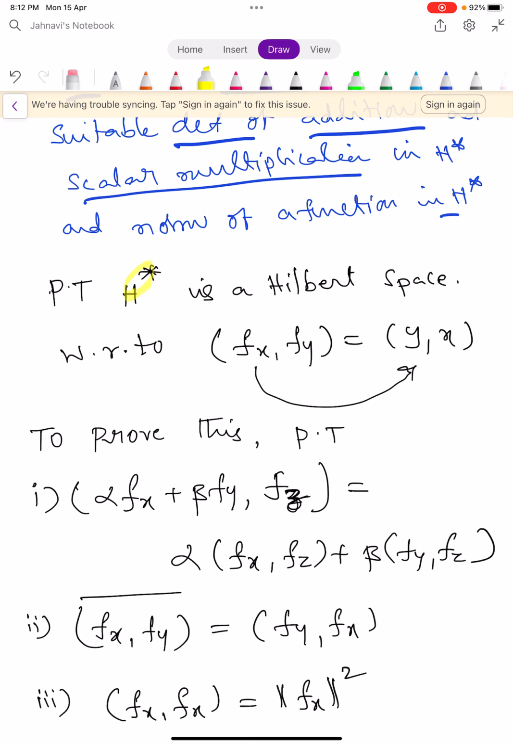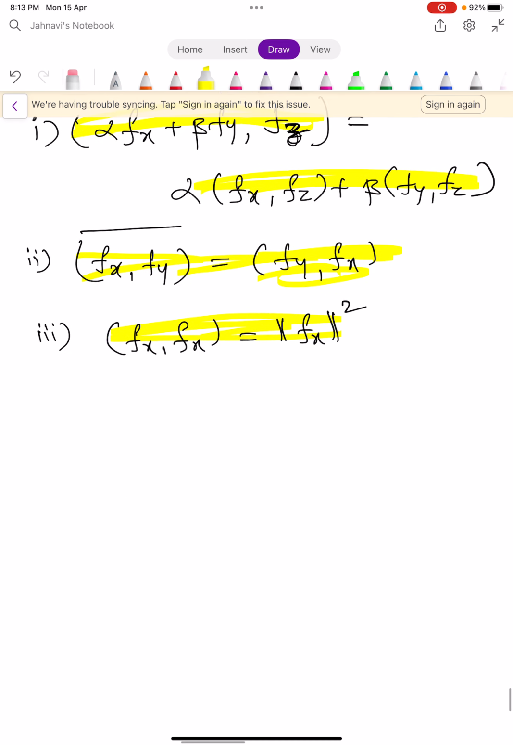So in order to prove that H star is a Hilbert space with respect to this inner product, fx comma fy equals inner product of y comma x, we have to show these three conditions. If you are aware of inner product spaces, these are the properties of an inner product space. So anyway, we prove this.